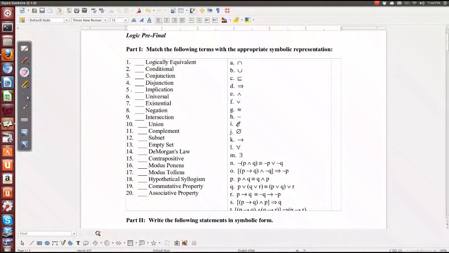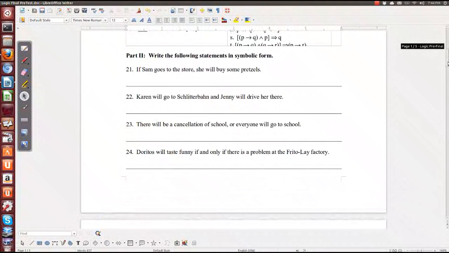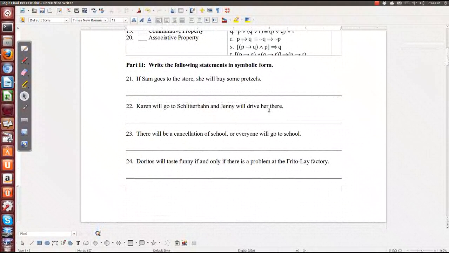The next part of the review is dealing with writing statements in symbolic form. So we've got these first basic statements that we learned the first week of school. If Sam goes to the store, she will buy some pretzels. That's a conditional, with Sam going to the store being our antecedent and buying some pretzels being our consequent.